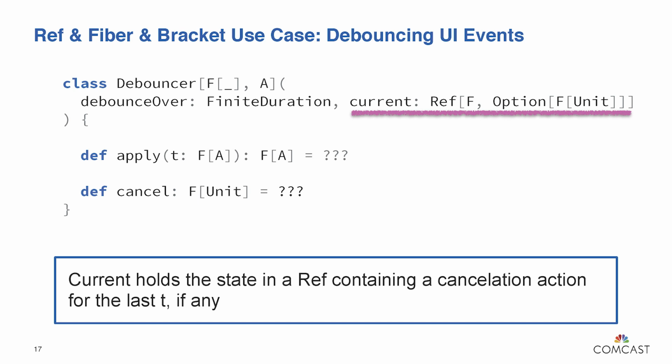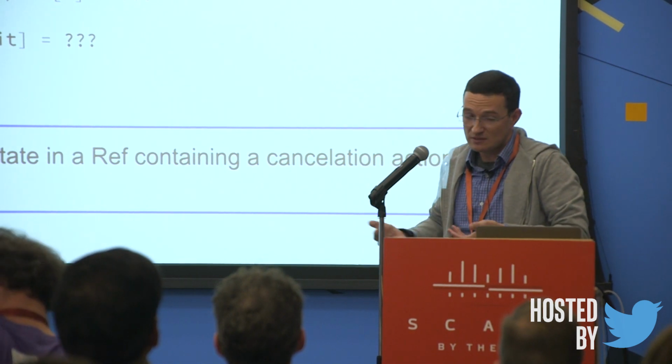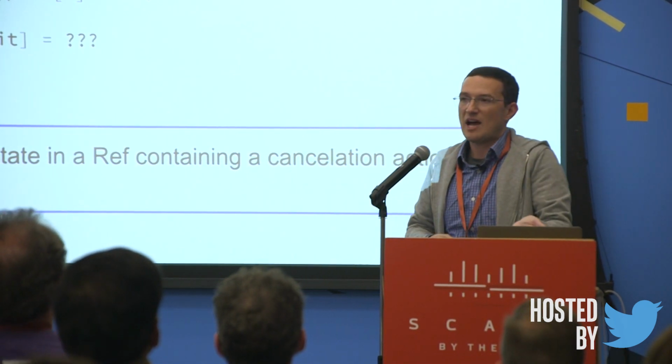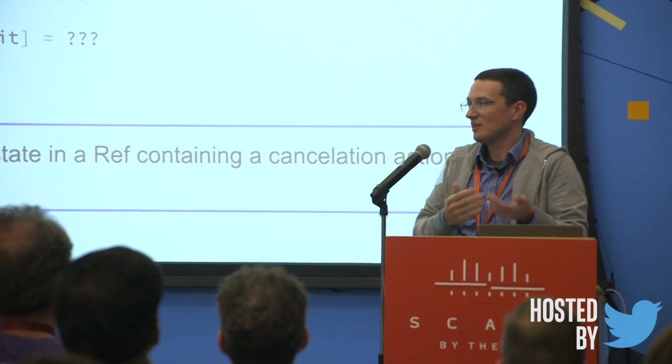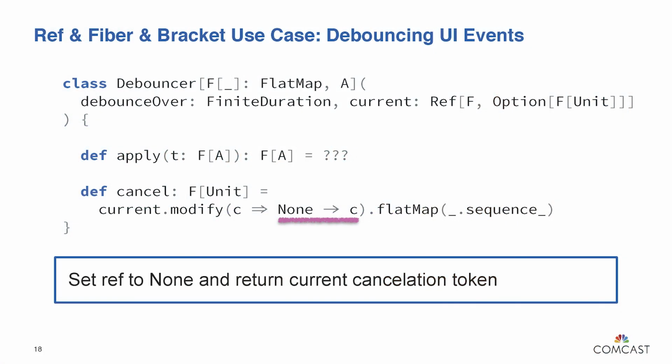In this case, we're going to store a cancellation token for the last task that we queued up, or went off and started to execute. So our cancellation tokens are F of Unit. And in this case, we have an Option of F of Unit to represent the initial state where we haven't actually started up yet. Let's implement cancel first, because it's pretty straightforward.